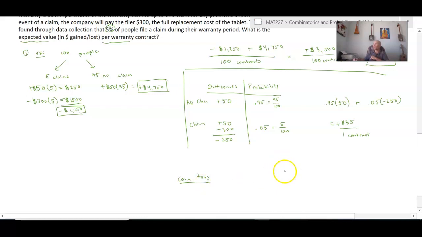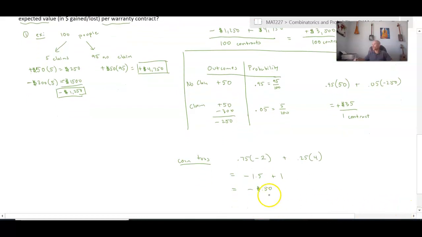So coming back to our coin toss example, we could think about this in one of two ways again. We said that 3/4 of the time, 75% of the time, you are going to lose $2 versus 1/4 of the time you're going to gain $4. So 75% of -2, this comes out to -1.5 plus 1. So actually now, on average, you are going to lose 50 cents per one toss on average. Interesting, huh? Here's another way of thinking about it.